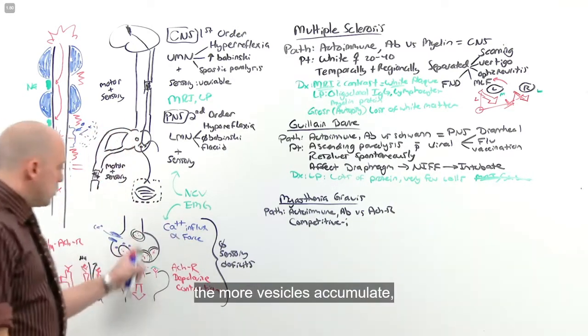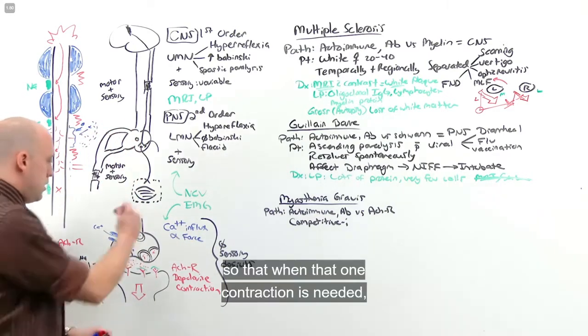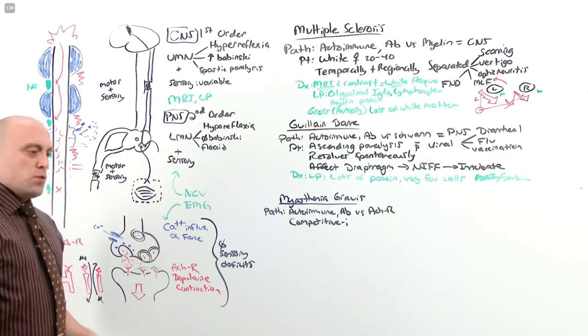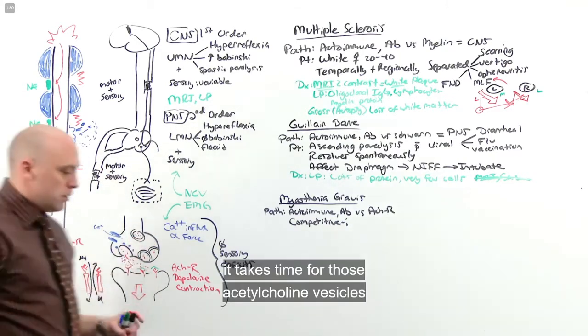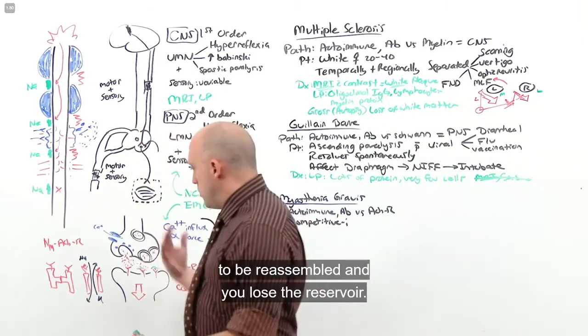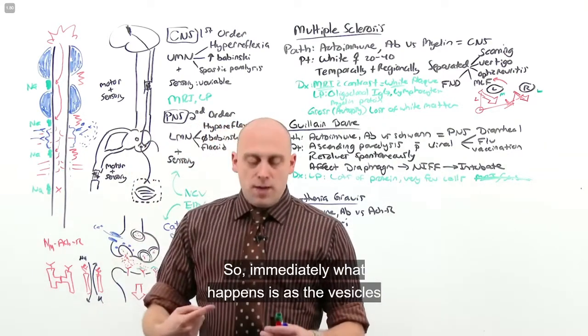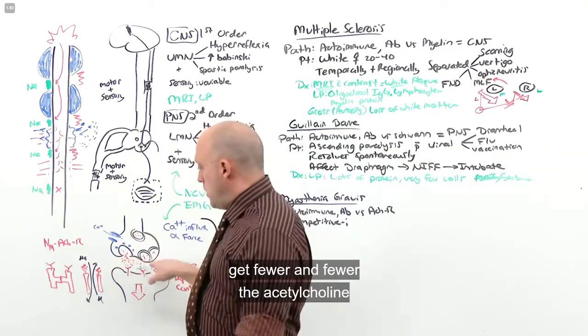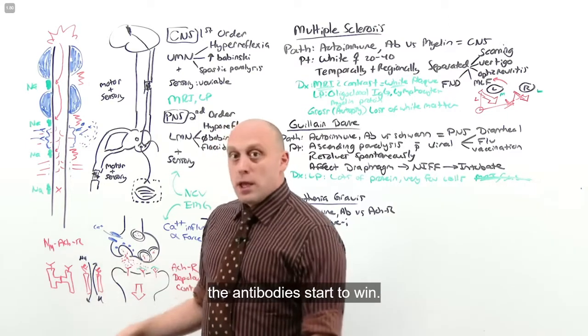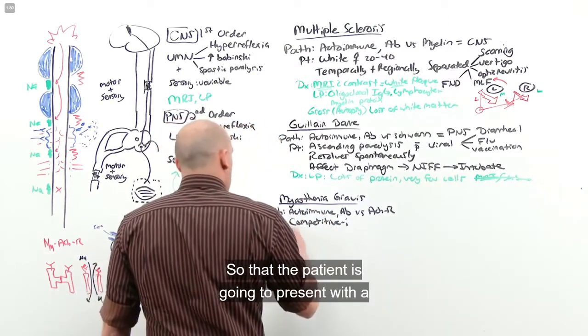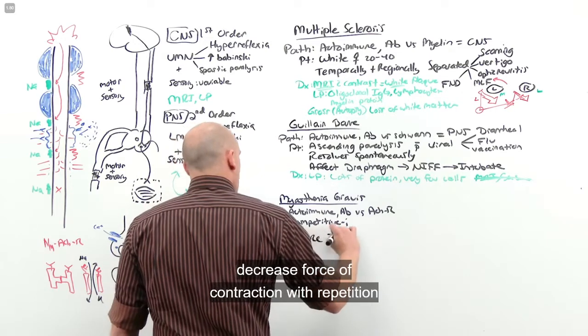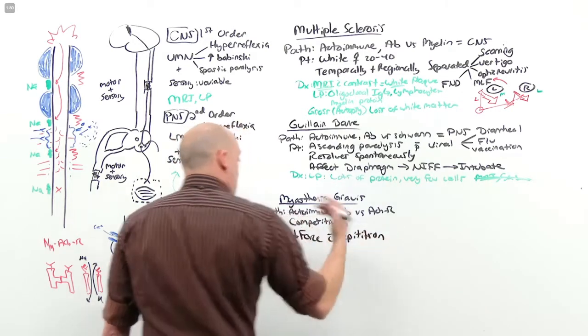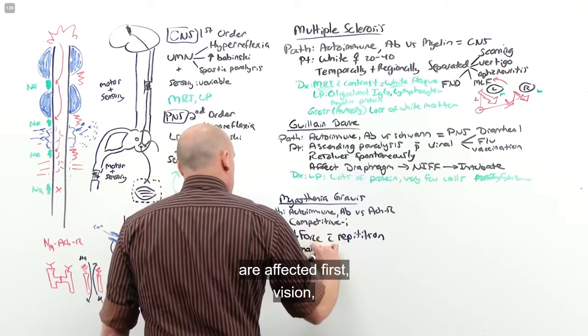And the longer it sits there, the more vesicles accumulate, so that when that one contraction is needed, there's a bunch of vesicles that dump right away. But if you keep contracting, it takes time for those acetylcholine vesicles to be reassembled, and you lose the reservoir. So immediately what happens is as the vesicles get fewer and fewer, the acetylcholine at the neuromuscular junction gets less and less, the antibodies start to win, so that the patient is going to present with a decreased force of contraction with repetition. And that also means the small muscles are affected first.